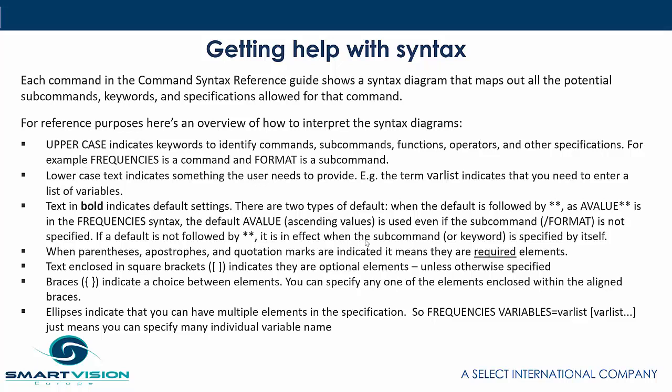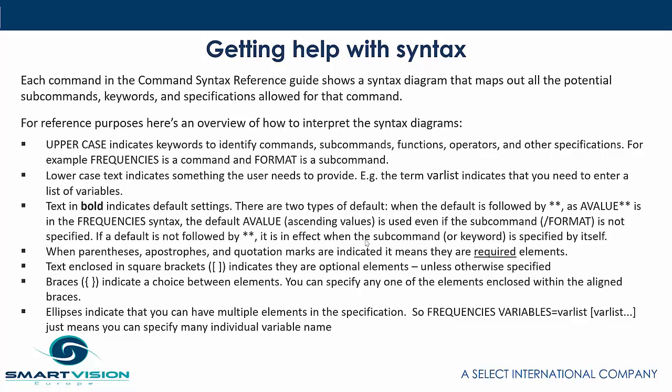Lowercase text indicates it's something that you, the user, have to provide. So it's usually a variable name or a value that you're entering. Text in bold indicates default settings. In fact, there are two types of default. When the default is followed by a double asterisk, such as AVALUE, which you get in the frequencies syntax, AVALUE just means ascending values, the order in which the values appear in the table. That just means it's used even if the subcommand /FORMAT is not specified. So it's kind of like a hard default, an overall global default. And it's just showing you that even if you don't specify it, I'm going to use this default.